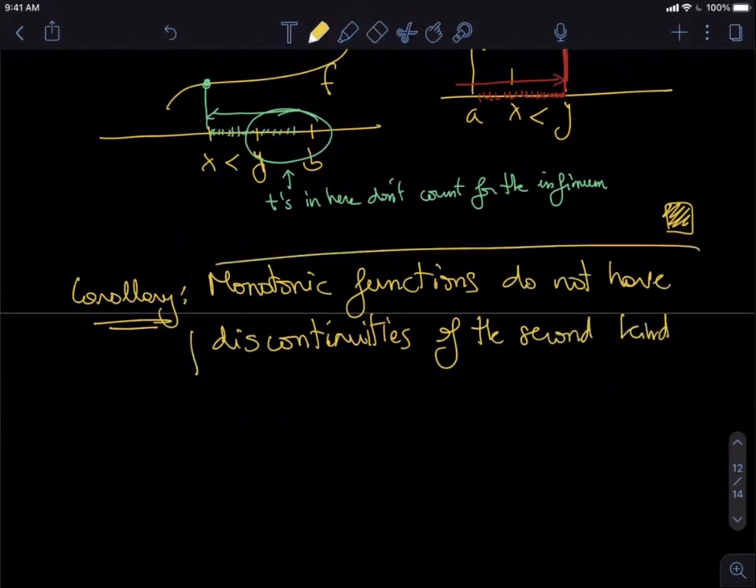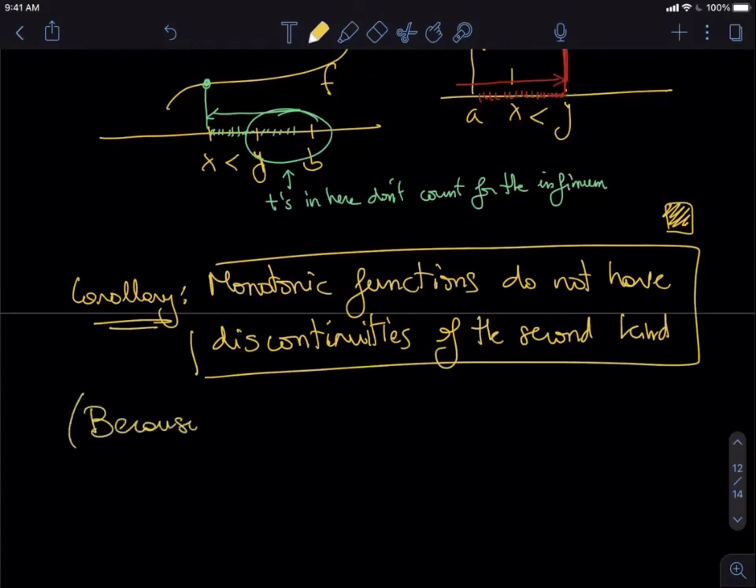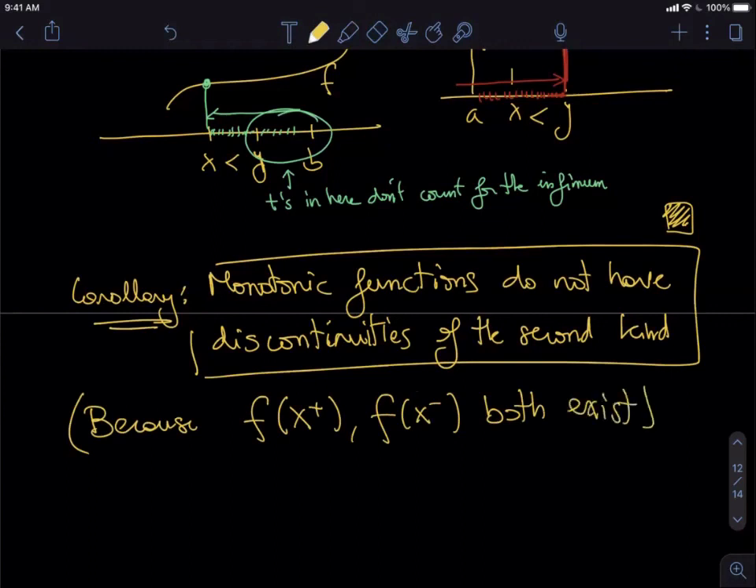And this is actually very straightforward, because we just proved that the lateral limits both exist. And that's the only condition for the first kind. Remember, a discontinuity of the first kind if the lateral limits existed, second kind otherwise. So as long as they exist, it cannot be of the second kind.